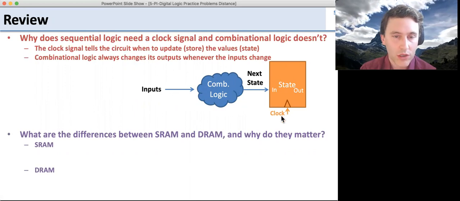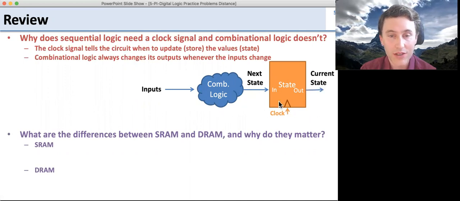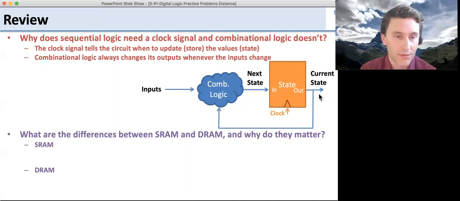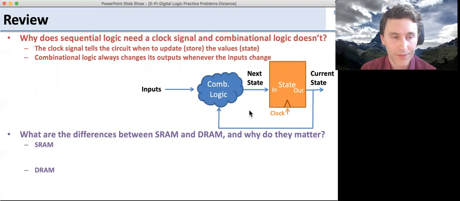But for sequential logic, it only changes when the clock comes through. And what that allows you to do is build circuits where you can compute something and then you can remember it on the clock signal to use it again. This is particularly useful if you want to feed back. So remember this picture here? Looked an awful lot like a counter we had.